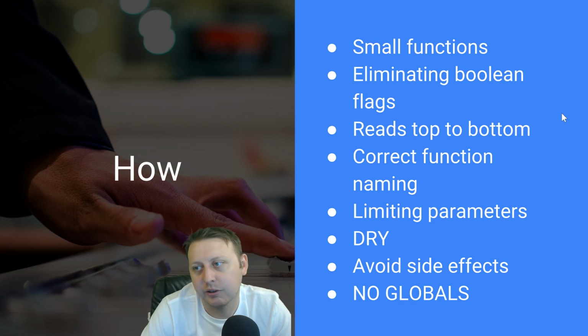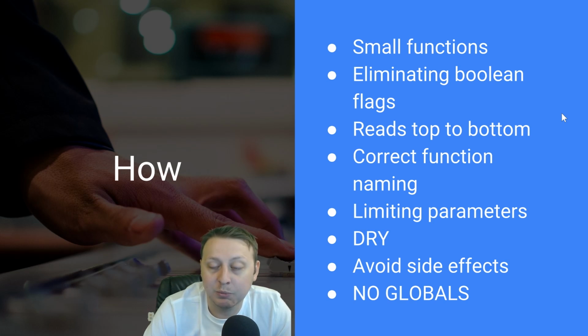That's important. So we're going to talk about writing our functions so they read top to bottom and making sure that's the correct way. We're going to talk about correct function naming. How do we know we're naming functions right? We're going to go over about 3-4 things that we can do to name our functions properly and give some examples. We're going to talk about limiting parameters and how we might go about doing that and why we need to do that.